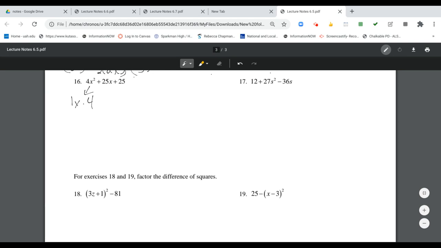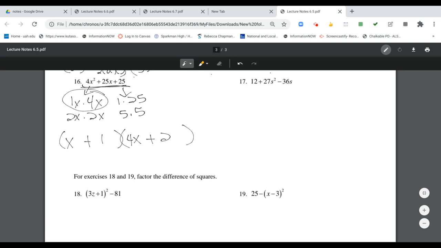1x times 4x, or 2x times 2x. And then, of course, here I've got 1 times 25 as the factors and 5 times 5. So I need to come up with my factors. So I'm going to do x and 4x. I'm going to use these factors first. There are no negatives in the problem, none, so I can't put any negatives in my factors. So I'm going to put 1 and 25 here.